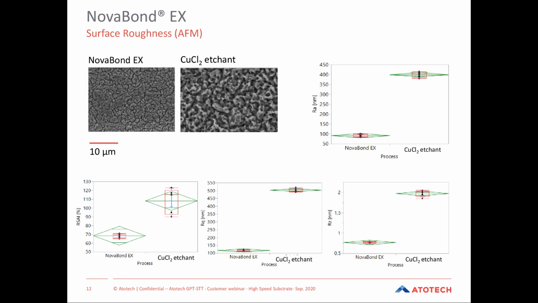On the surface roughness of NovaBond EX, because we are using a lower edge step and the target is lower roughness, we compare it to the POR outside for inner layer bonding for IC substrate, a cupric chloride-based etching. For our NovaBond EX, you can see that Ra, Rz, and Rq are all much, much lower. That's the reason why this NovaBond EX process, because of its lower surface morphology and roughness properties, can be a good solution for high speed substrate applications.